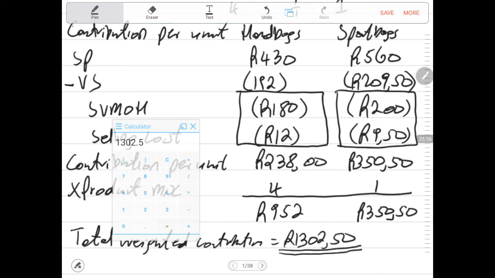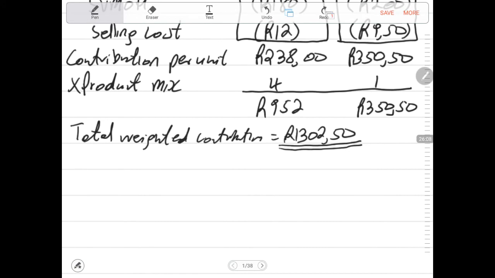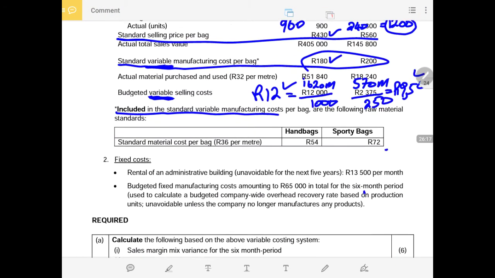Then after we multiply that by the product mix, which is 4:1, then after we multiply that by the selling price to get to the break-even point sales value. So this info is enough now for what is needed at this stage.